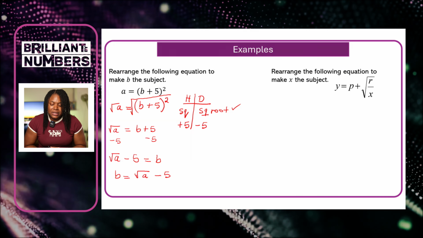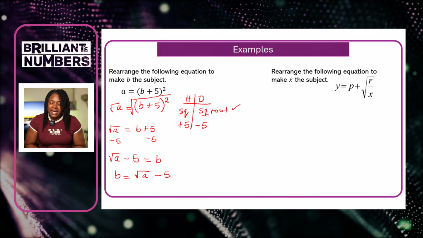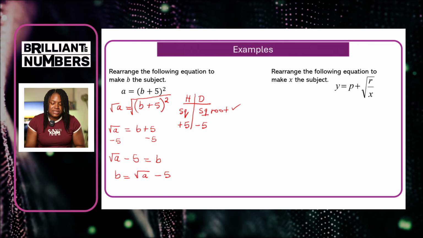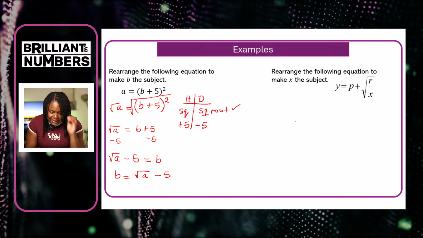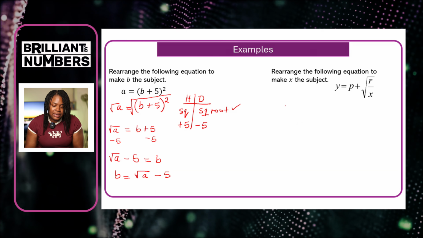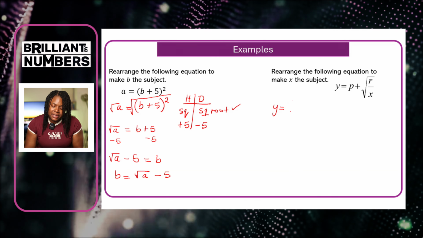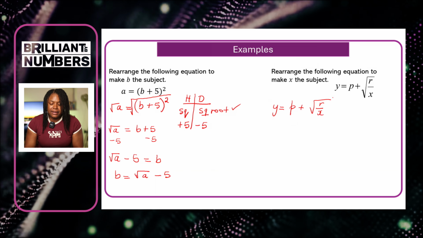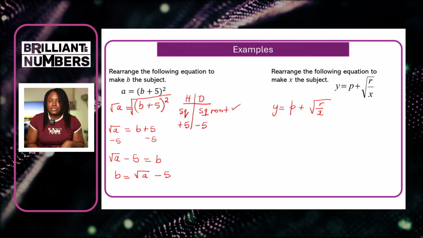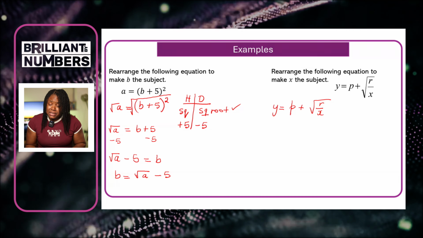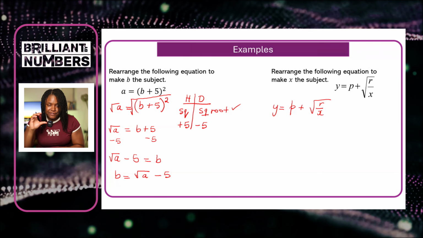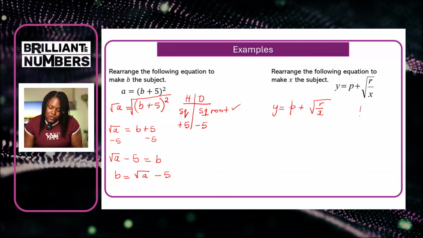So we go to rearrange the following equation to make x the subject. We're given here y equal p plus the square root of r divided by x. Total different context here. Principles, however, remain the same. So first of all, I'm going to rewrite. I've got y equal to p plus root r divided by x. Again, I'm going to identify the letter I want to make the subject. So I want x to be the subject, but at the moment, x is locked into the square root in that fraction. So again, let's write what we've got and what we need to do.